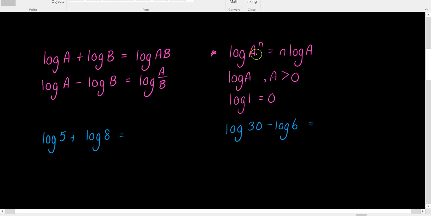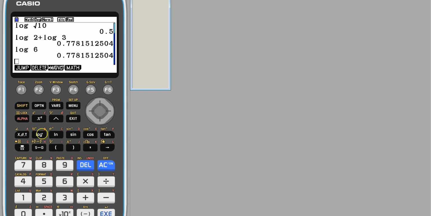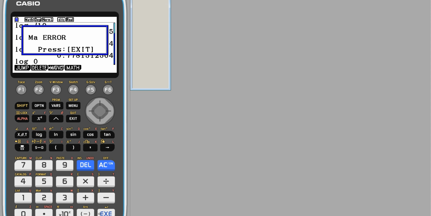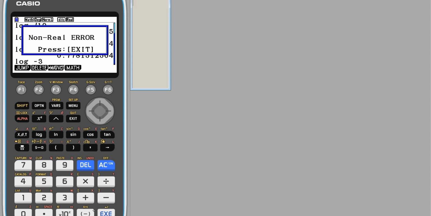So if we've got log of something to a power, we're allowed to bring that power downstairs and take log of the a. A couple of things to realize is that we cannot take log of a negative number, or in fact of 0. So if we go back over here, if I say log of 0, we'll get error. And if I say log of a negative number, that's no good either. So it has to be positive.